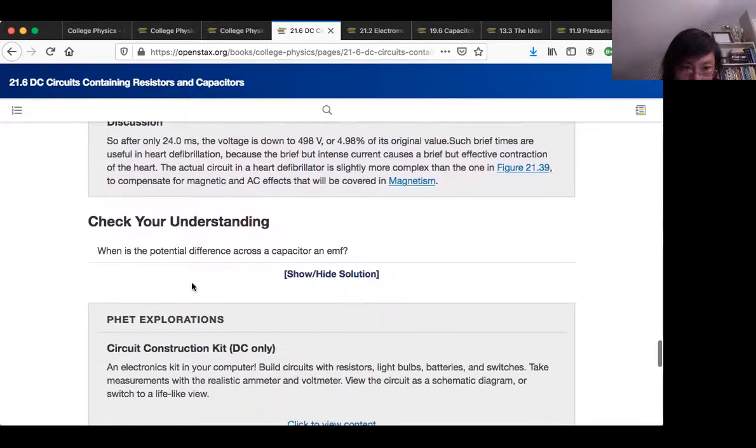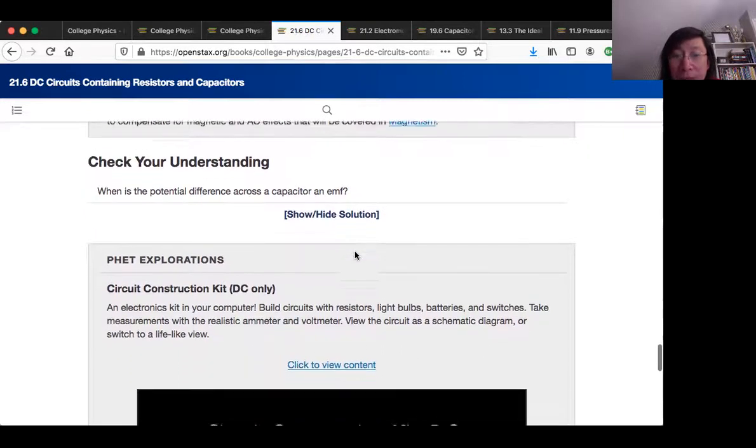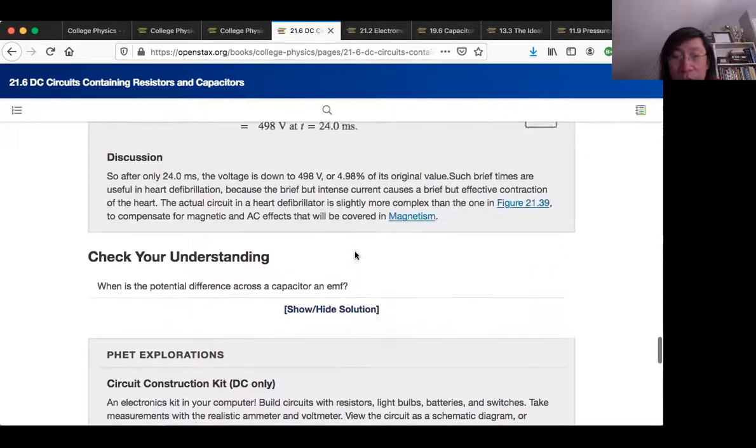That's a good question. When is the potential difference across a capacitor, or a voltage, or an EMF, right? These are both voltages. They're measured in volts. When is the voltage or potential difference across a capacitor equivalent to an electromotive force? Anyway, think about that, see if you understand it, and then show the solution at some point.